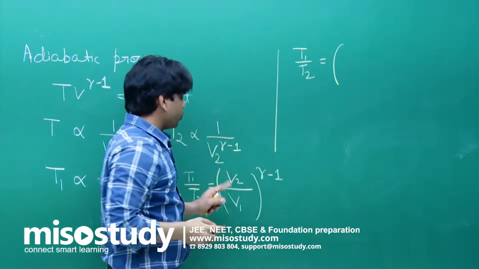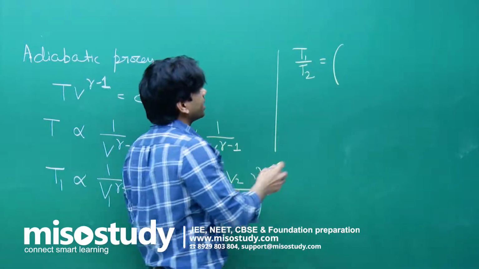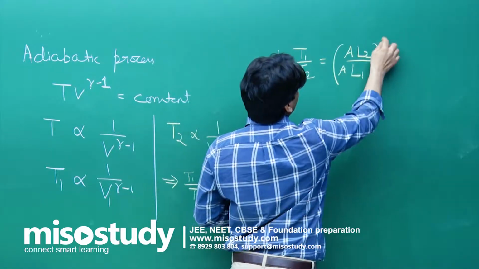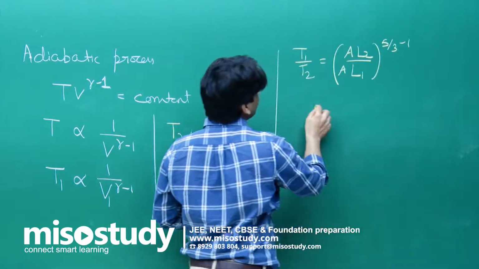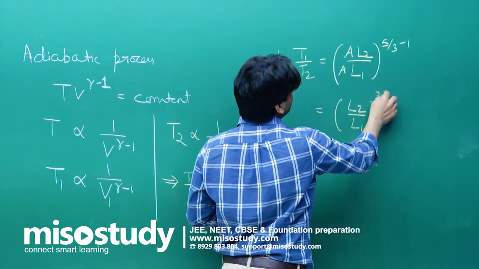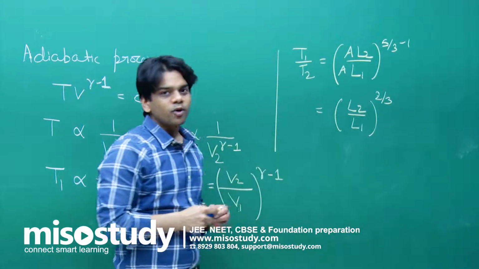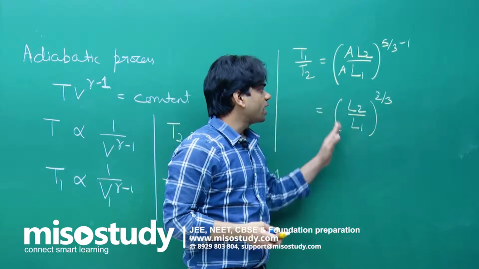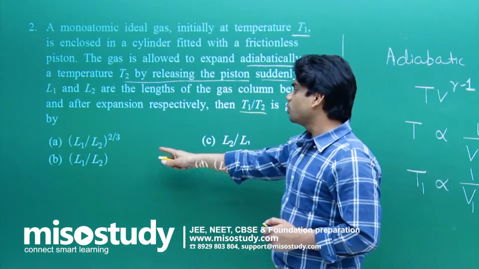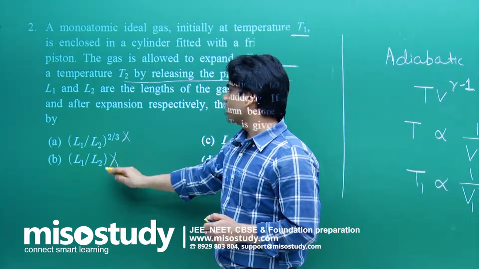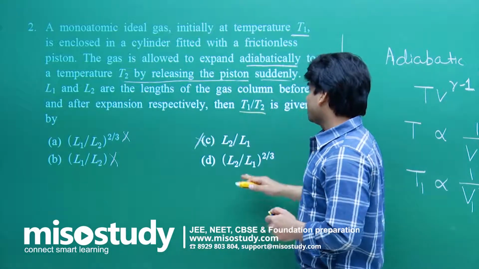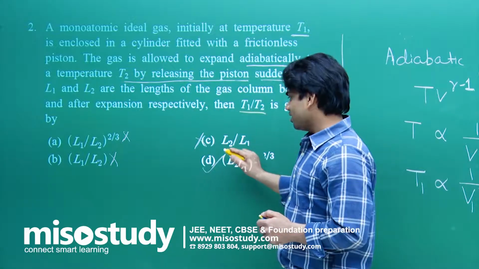So T1 by T2 will come out to be, for volume, V2 by V1 you can write as A into length. So A into L2 divided by A into L1, power 5 by 3 minus 1, that's 2 by 3. So it will be L2 by L1 power 5 by 3 minus 1, you will get 2 by 3. This is the answer for the ratio of temperature in the two cases, L2 by L1 power 2 by 3. Let's check the options: A, L1 by L2, no. B, L1 by L2 power 2 by 3, no. C, L2 by L1, no, this is not what we are getting. And D, L2 by L1 power 2 by 3, yes, this is the answer that we are getting.